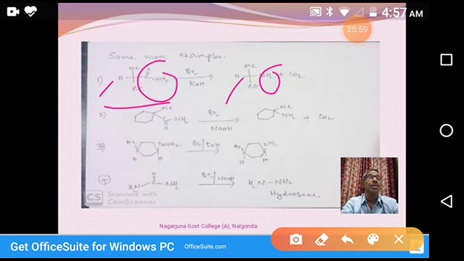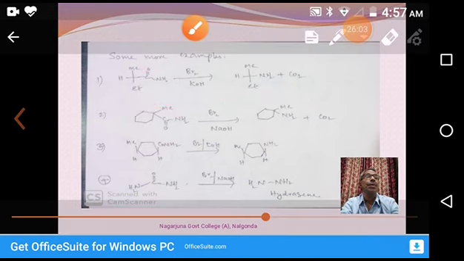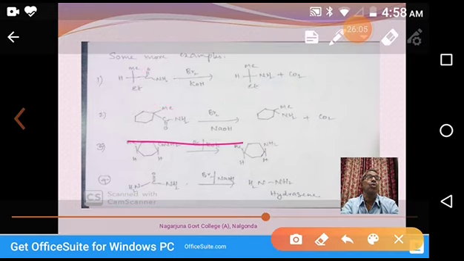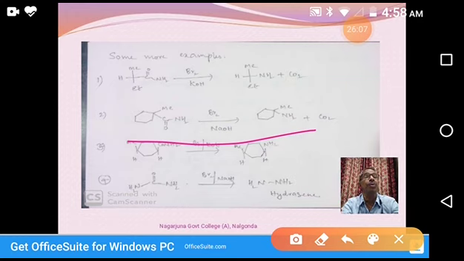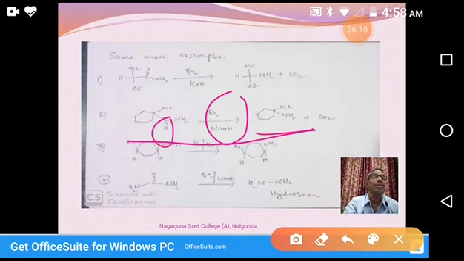That's it. Next, second example. This is also an amide. Reaction conditions are bromine and NaOH. This amide is converting into an amine. A new carbon-nitrogen bond is formed. So this is a new C-N bond. In this method, we observe that a new C-N bond is formed.